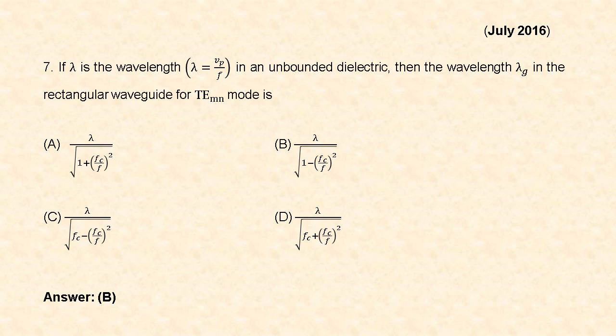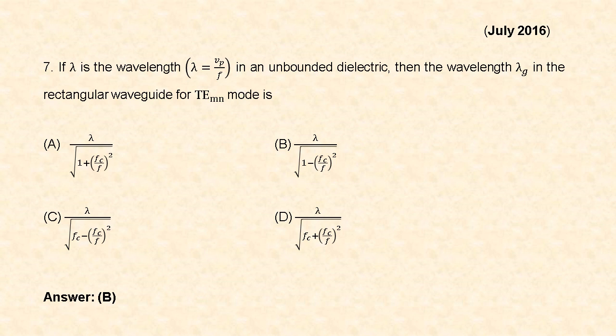Here Vp is nothing but the phase velocity in an unbounded dielectric, where wavelength lambda g in the rectangular waveguide for TEMN mode is given by option A, lambda by square root of 1 plus Fc by F the whole square.